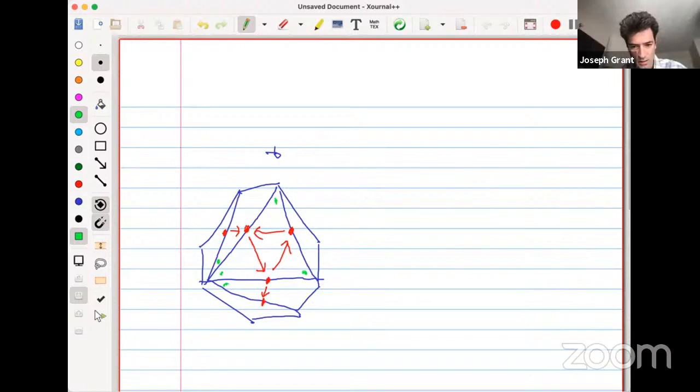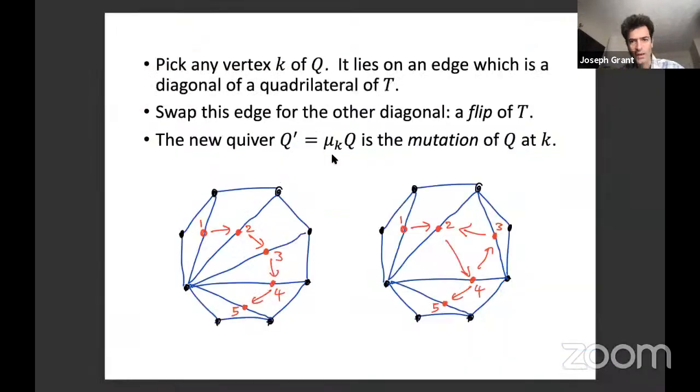Okay. Let's try and share back to the slides. Oh, wrong slide, perhaps. Okay, can you see okay? Tell me if you can't. Okay, so this is the combinatorial procedure of quiver mutation.